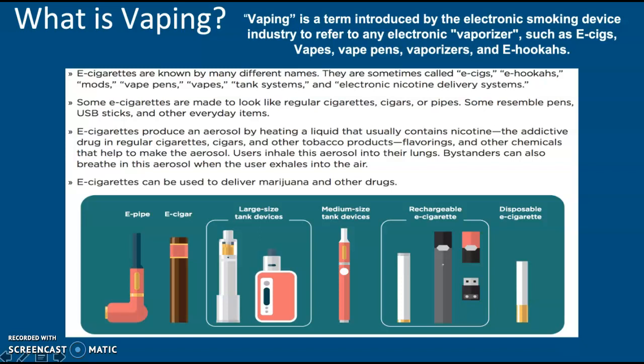While cartridges used in vaping devices like Juuls contain fewer harmful chemicals than traditional cigarettes, some newer models deliver roughly the same amount of nicotine as a cigarette. A cross-section of students are vaping in our schools.